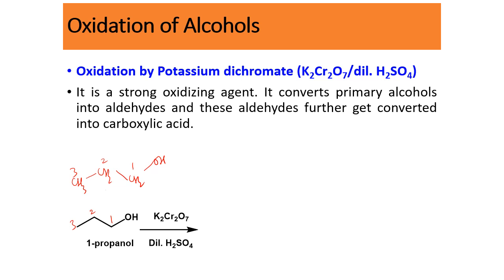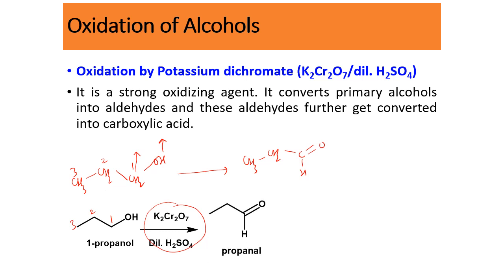And when we are using this particular dichromate reagent, then what will happen? We are losing 1 H from the hydroxy group and 1 H from the neighboring carbon, right? So we will have CH3, CH2, CH, and double bond O. So this is what is happening, and we are getting a 3-carbon aldehyde, that is propanal. Pay attention to the nomenclature as well. So propan-1-ol is giving us propanal.